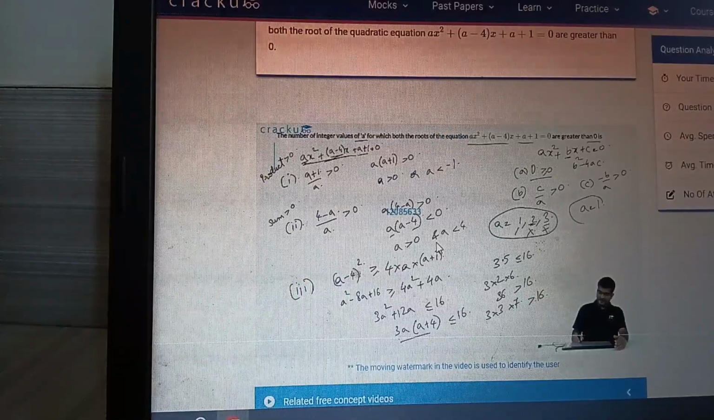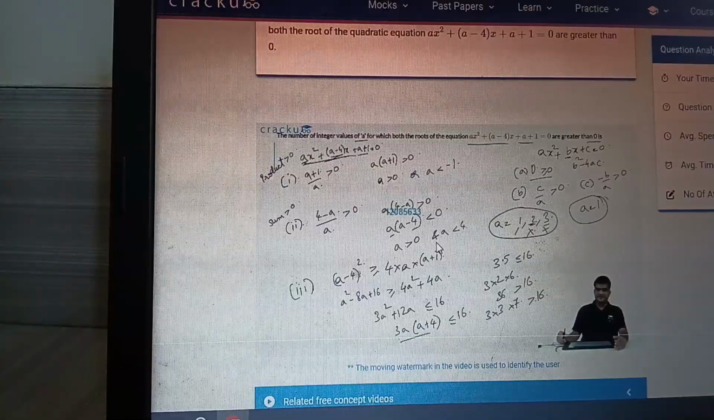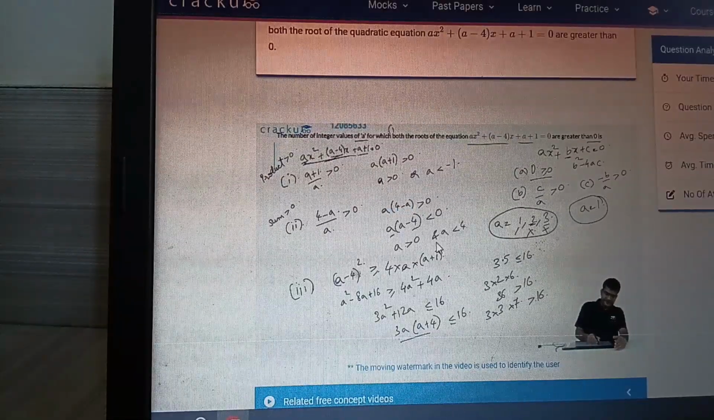So the only integral value of a for which all the three conditions are satisfied is if a is equal to 1. So you have one integral solution.